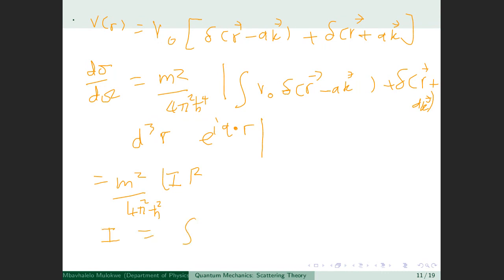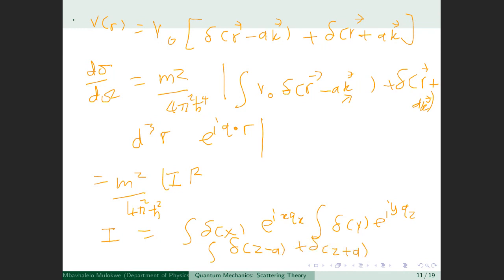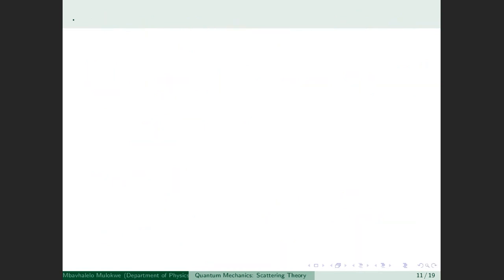Then the integral I will just be the integral over x, delta of x e to the i x q x. The only thing, because it's only depending on that k, the only integral that you have to worry about would be the integral over z. So that integral then splits into delta of z minus a plus delta of z plus a, and then e to the i z q dz. I think these integrals are just one, so the only integral that you have to compute would be not d3z, but only a one-dimensional integral over dz.